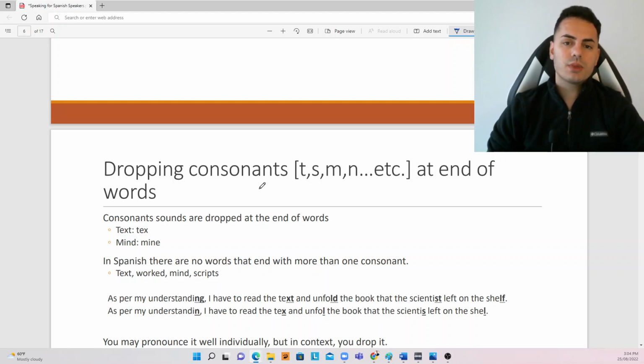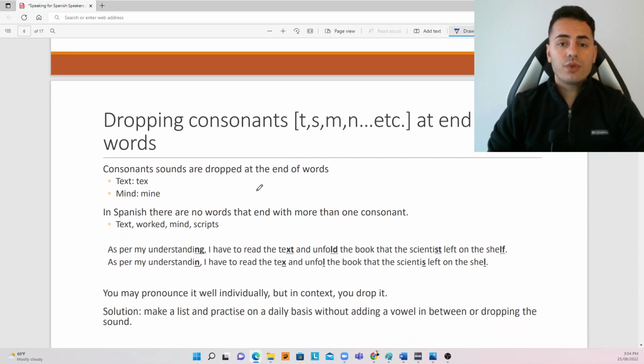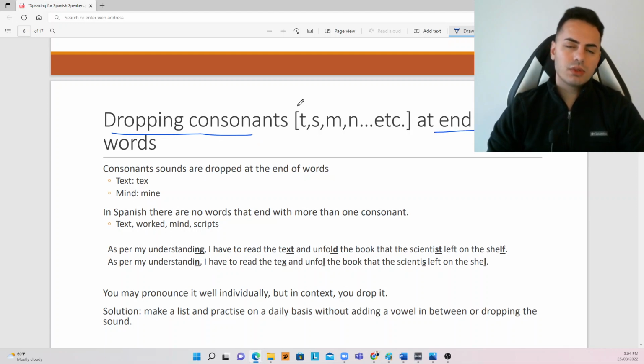Let's start with the first mistake, which is the most common amongst my students, especially those from a Spanish background. Dropping consonants at the end of the words. Like the sounds, or let's make it simple, let's say the letters, okay? So the letters T, S, M, and N, those consonant letters or consonant sounds, are often dropped by Spanish speakers.